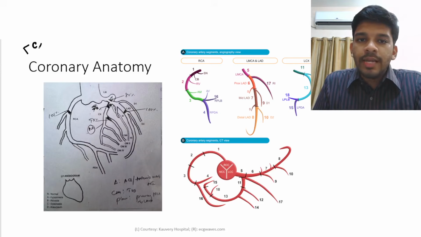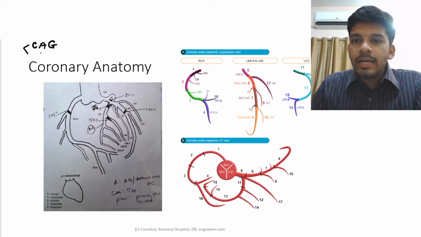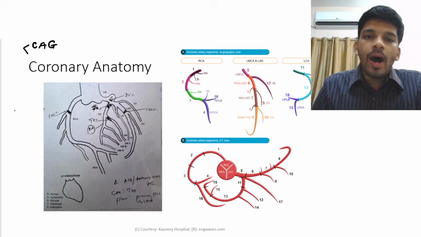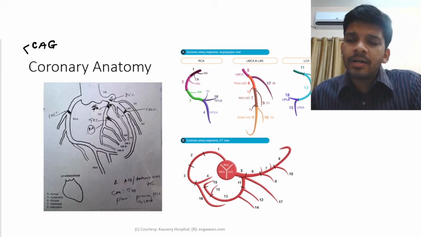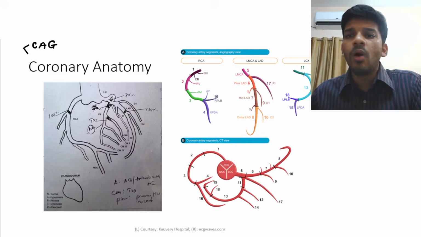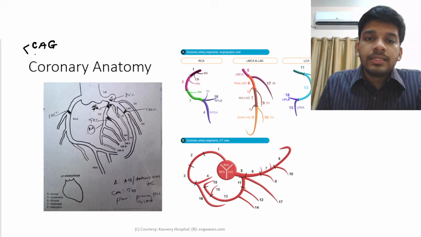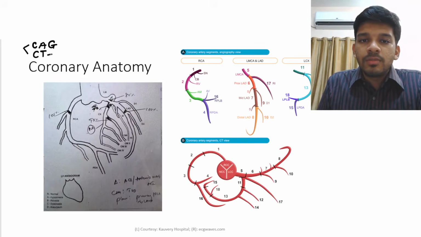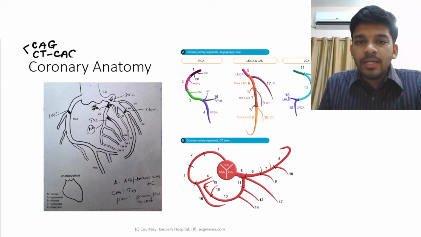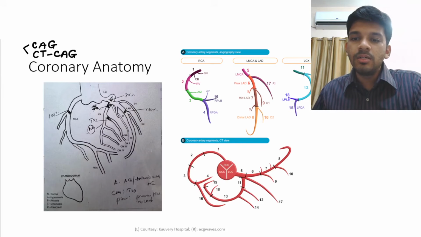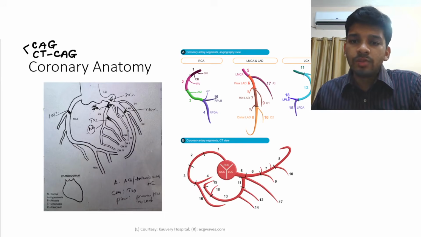One will be a coronary angiograph or a coronary angiography view. The other, a new modality that is up and coming and very useful for a non-invasive evaluation of coronary artery disease, especially in patients who have CAD, is called the CT-CAG. Using CT, you basically reconstruct the coronary anatomy of the heart. So we are going to discuss both of these anatomies in brief.